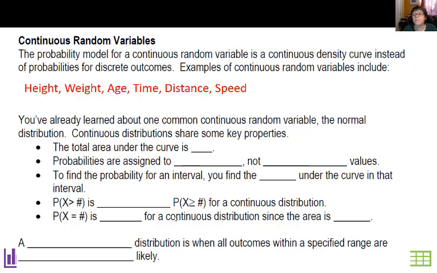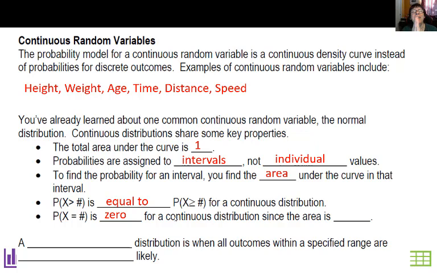Probabilities are assigned to intervals, not individual values. When we had table A, it was always for an interval starting from minus infinity, the very beginning, up to our value. So it was always a range we were talking about. You're going to use the area under the curve, just like we did in table A, to find the probability for an interval. And because it's intervals, it doesn't really matter if we say probability that X is greater than a number or X is greater than or equal to a number. Those are the same thing, which means the probability that X exactly equals a number on a continuous distribution is actually zero. Why is that? Because we just have one point with no width and the area is zero.